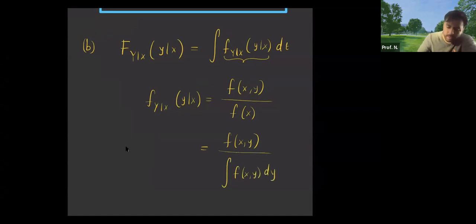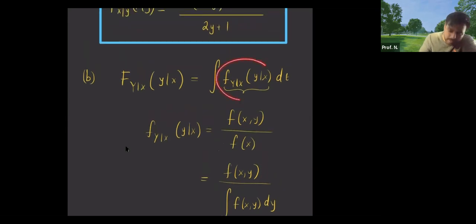So you have to first do this step, divided by this function, and then integrate that to get the cumulative distribution. So it's a bit more steps for part B.